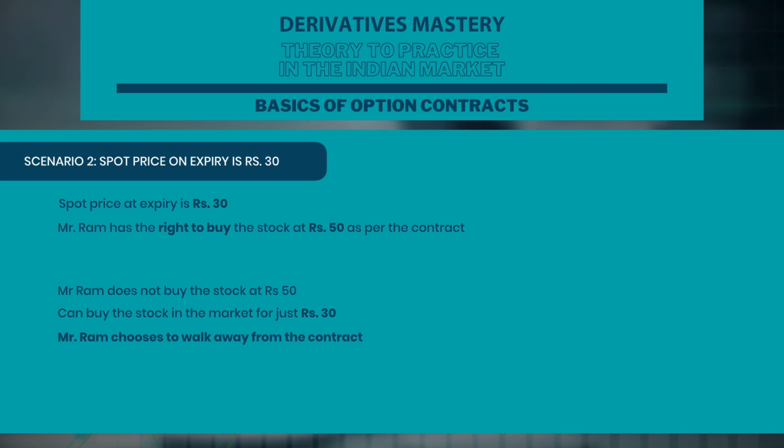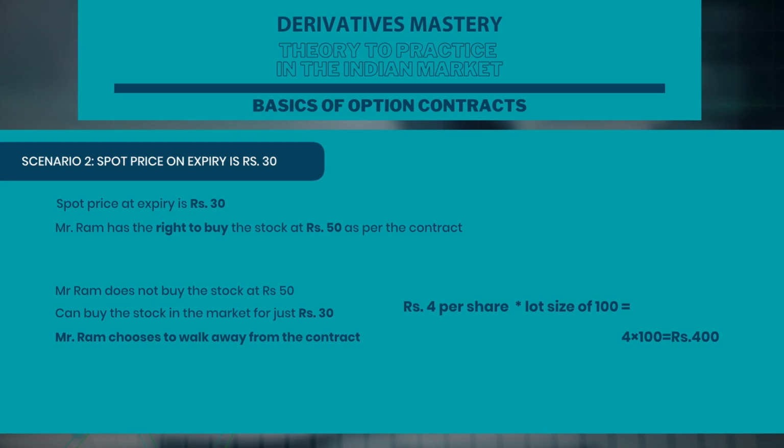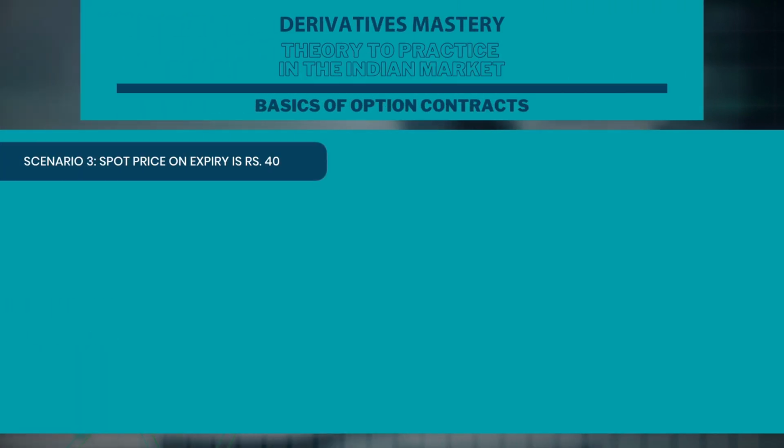However, the premium he paid is non-refundable. So he incurs a loss equal to the premium amount, that is rupees 4 per share, multiplied by the lot size of 100 shares, giving him a total loss of 400 rupees. Even if the spot price is rupees 40, Mr. Ram would still not exercise his option since it's cheaper to buy at the current market price. Thus, his loss is again limited to the premium of rupees 400.